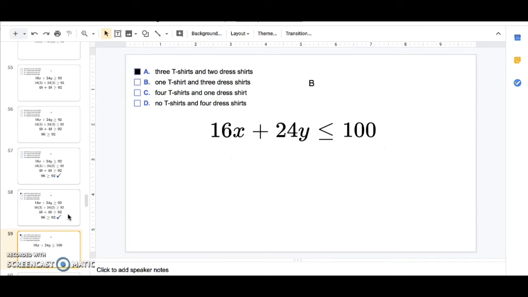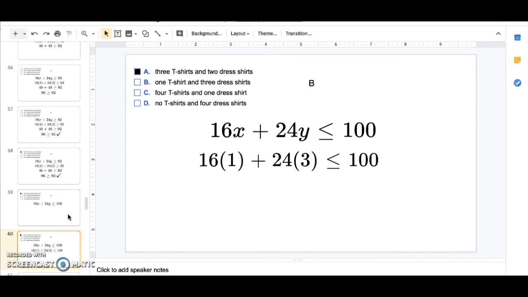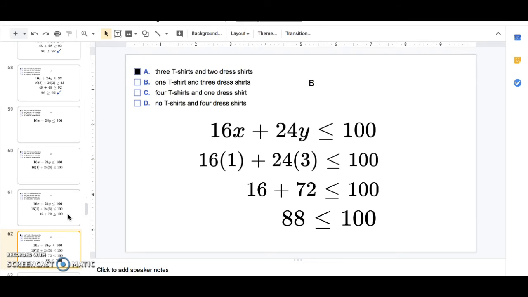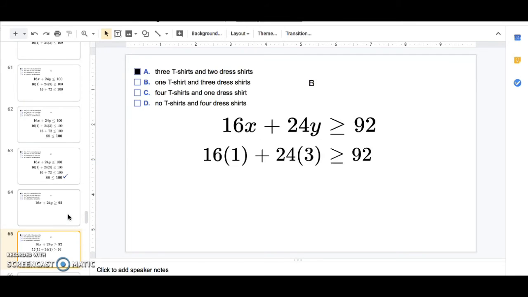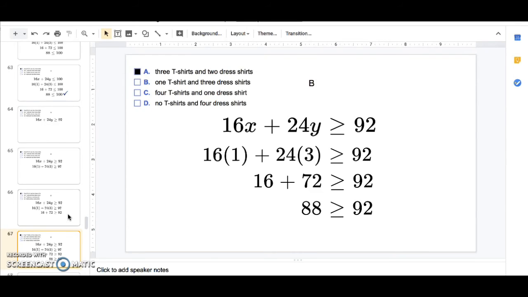Now let's try B. We have 1 t-shirt and 3 dress shirts, so 1 is x and 3 is y. So that leaves us with 16 plus 72, which is 88 being less than or equal to 100, and that is true. But let's see if it works for the second inequality, because it has to be true for both. So substitute in again 1 for x and 3 for y, we'll get 16 plus 72, which is 88, and 88 is not greater than or equal to 92, so it will not be B for one of my answers.